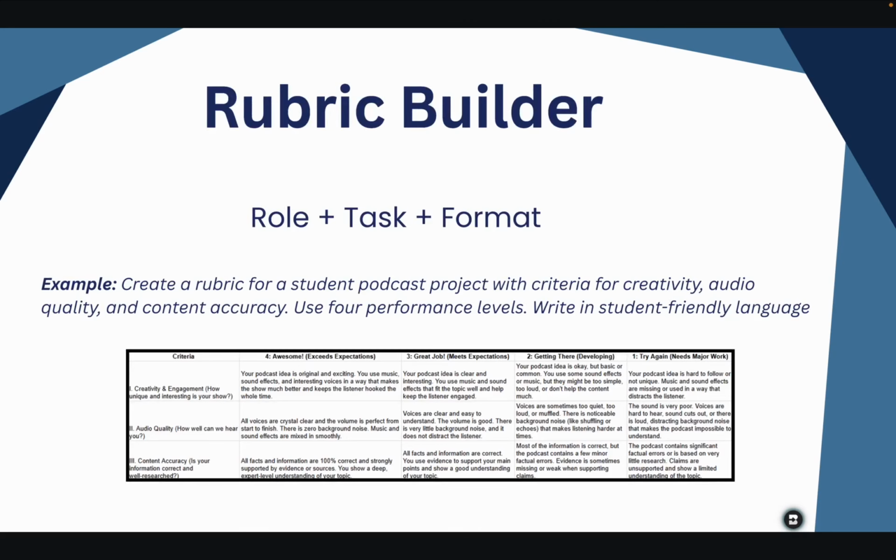So, the first thing we want to look at with AI is building a rubric. Remember, we have to do that role, the task, and the format. For this one, our role would be the teacher. Our task would be to create the rubric, and we would just tell them what type of rubric we need. So, an example on the screen says to create a rubric for a student podcast project with criteria for creativity, audio quality, and content accuracy. Use 4 performance levels and write it in student friendly language.